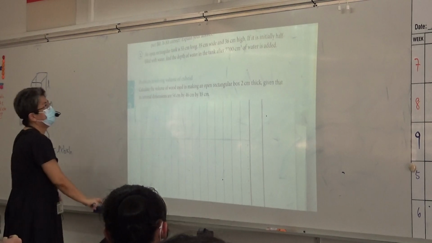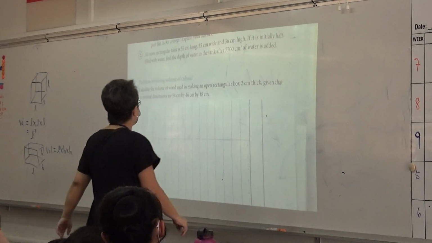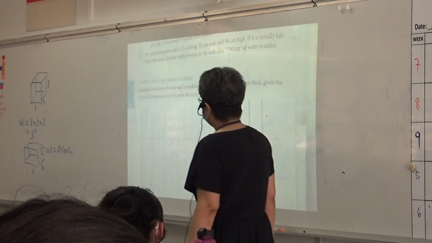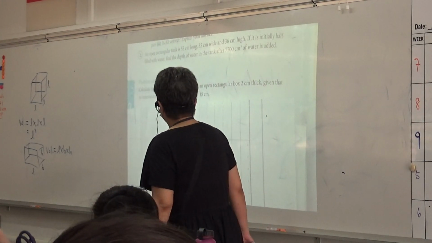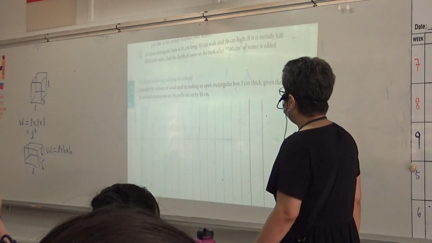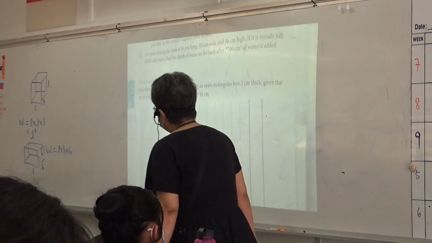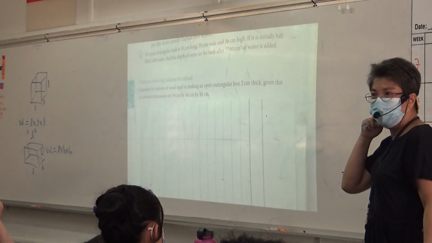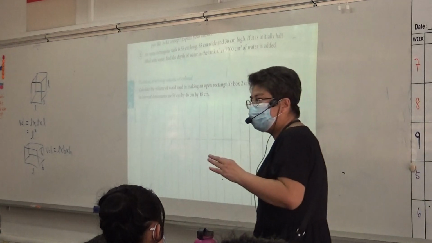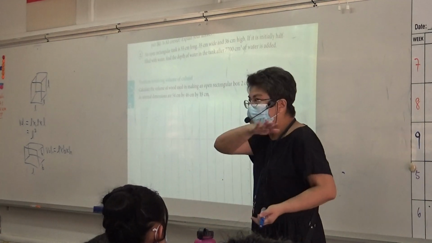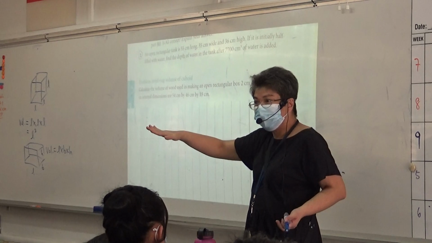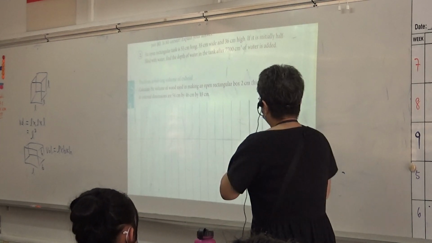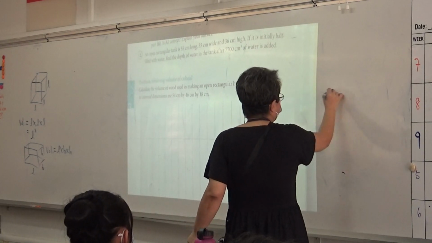Now, calculate the volume of wood used in making an open rectangular box 2 cm thick, given that the internal dimensions are 54 by 46 by 18. What about open? Once you see open, it means it doesn't have a cover. Understand? Now let's have a look at the box.